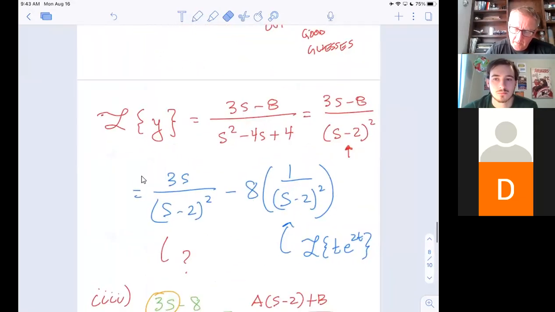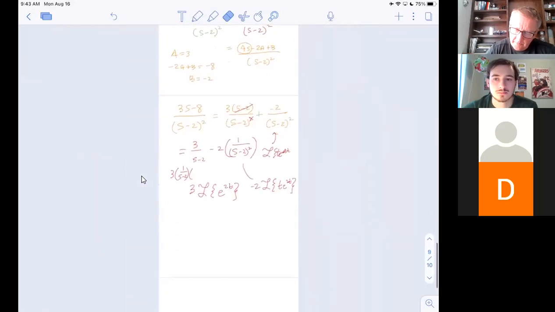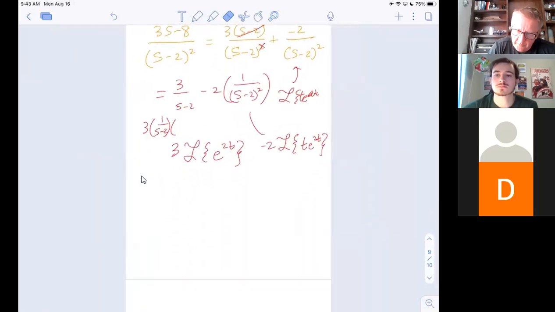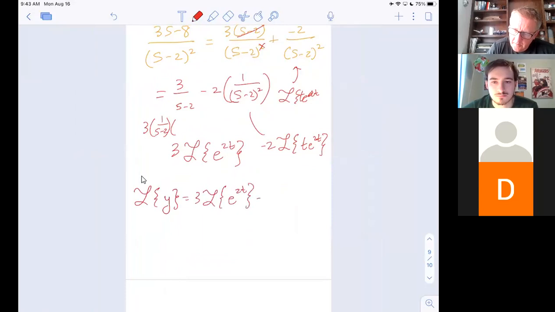I don't know about you, but Laplace transform of y equals all that. Okay, so we're saying then that the Laplace transform of y now equals 3 times the Laplace transform of e to the 2t minus 2 times the Laplace transform of t e to the 2t. And therefore we can say that y, after I take the inverse Laplace transform, is equal to 3e to the 2t minus 2t e to the 2t.